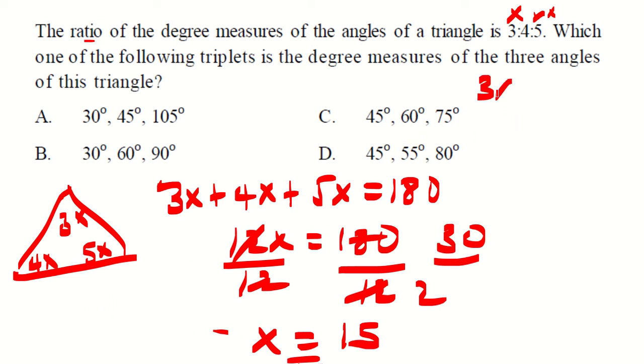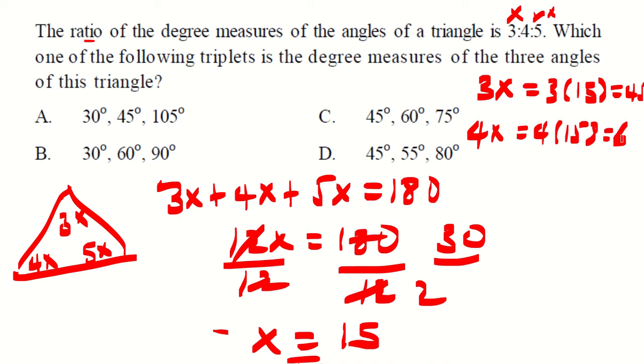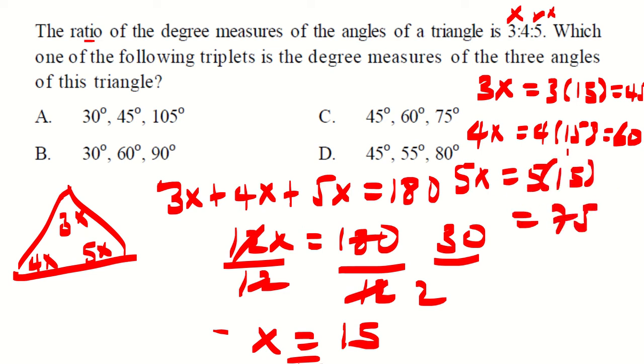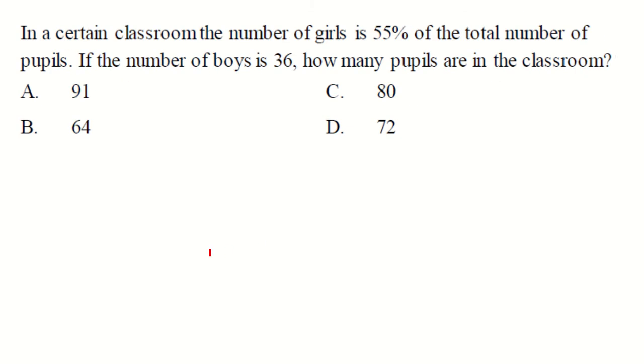The first angle is 3x, which is 3 times 15, 45. The smallest one. And the next angle is 4x. That means 4 times 15, which will be 60. And the third one is 5x. 5 times 15, which will be 75. So 45, 60 and 75 will be the answer. So where is it? C. Okay.